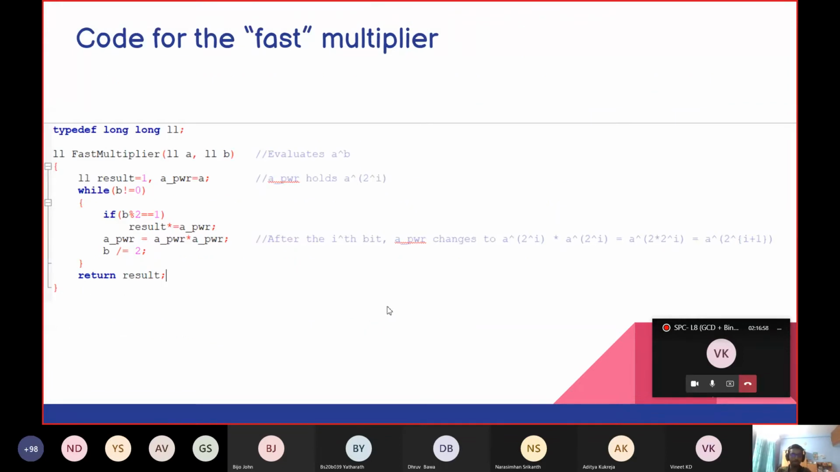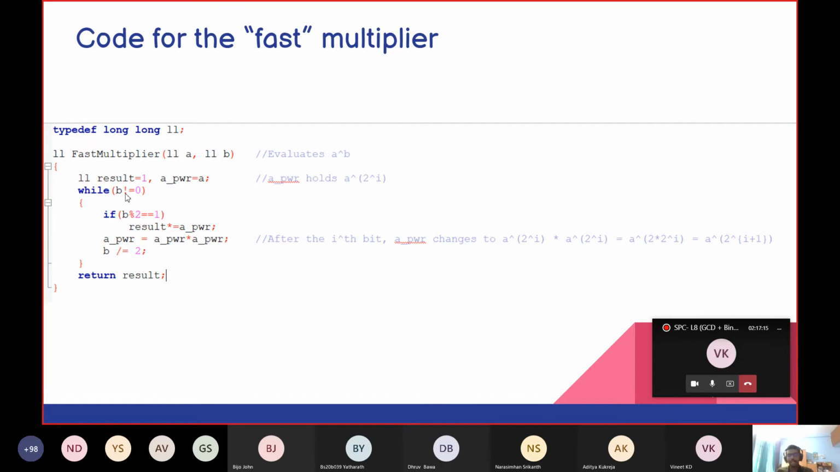Now, what would be the code for this fast multiplier? So if I want to find a power b, what I'm doing is I am storing result equal to 1 and a power equal to a. So initially I am setting i to 0. So a power 2 power 0 is a.